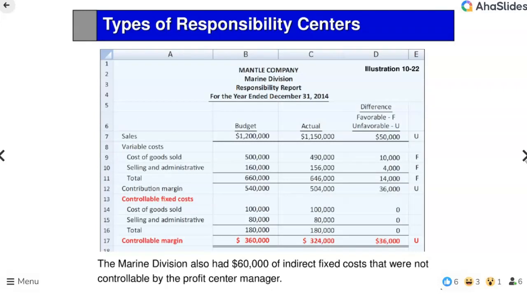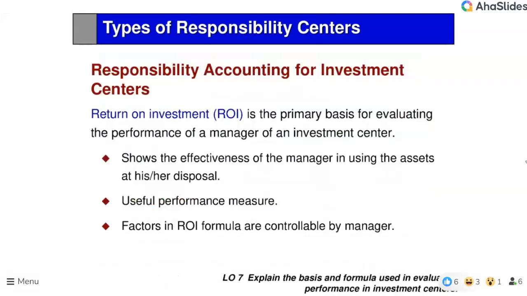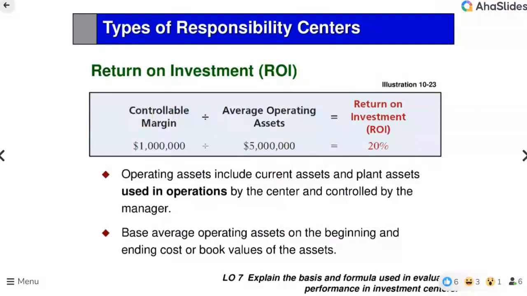Now for an investment center, the same thing, only go one step further. We compare that controllable margin to the amount invested. So we look and we say, okay, the controllable margin for Elaine is $1 million.